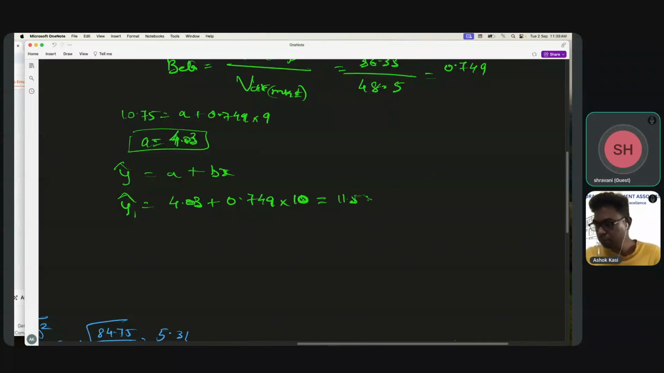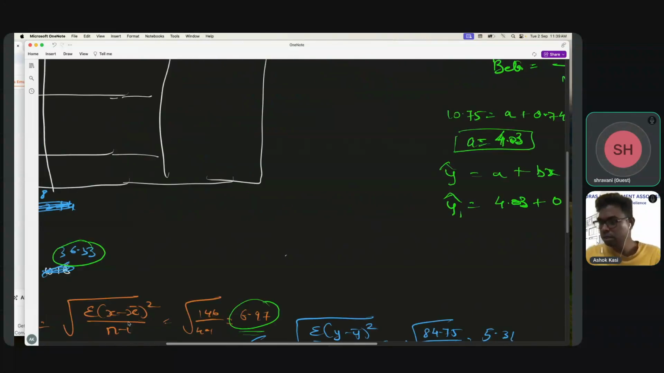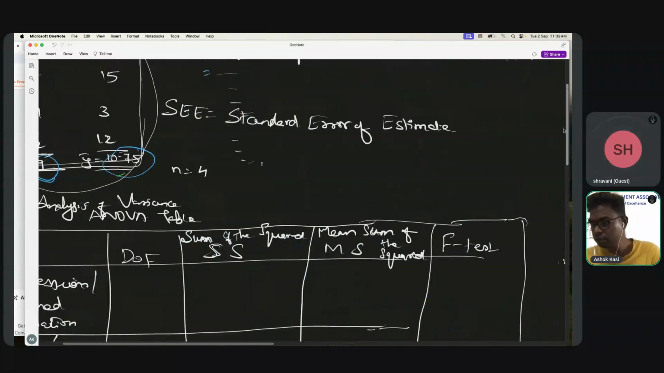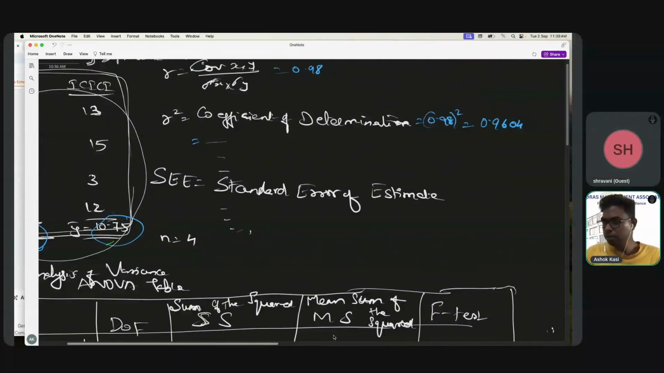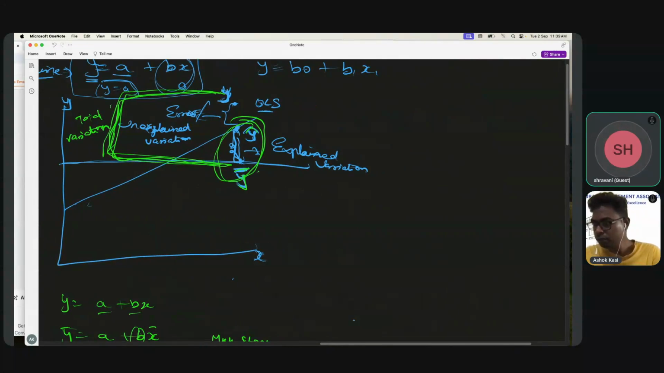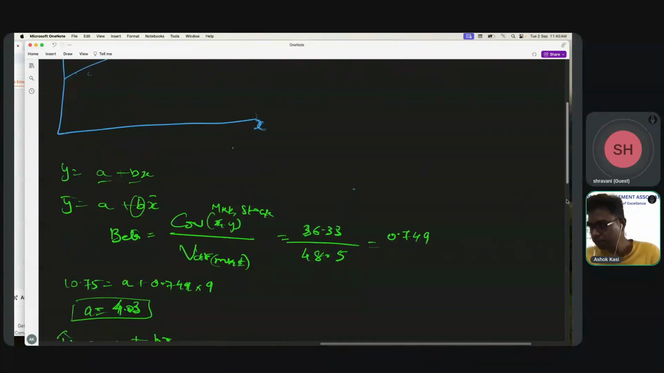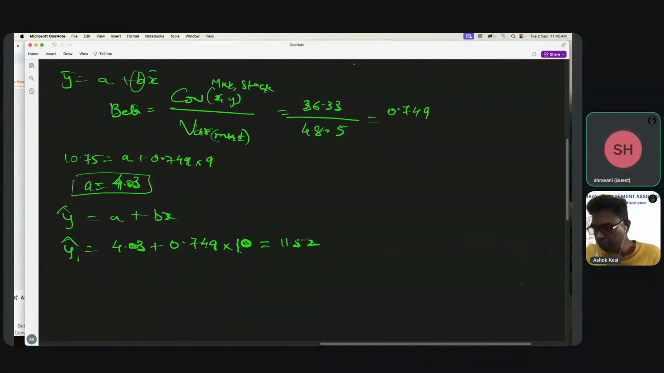11.52. That means when x's value is 10, we predicted it should be 11.52, but the actual value was 13, correct? Yes, the actual value was 13. Okay, so that remaining part is the error. If we are predicting 11.52, y's value comes as 13. Is it okay?